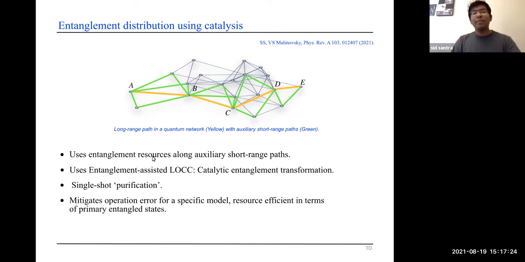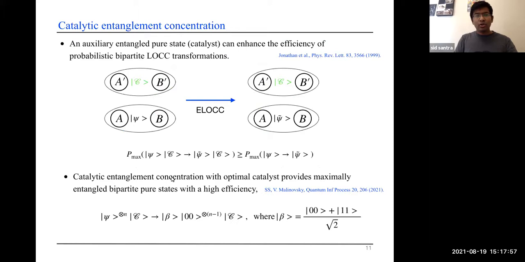And so this mitigates the operation error for a specific model, and it's resource efficient in terms of primary entangled states, because all you need are at the very minimum 2 copies of the primary entangled state and a single copy of the catalyst state in order to effect that single shot purification. The end goal here, this is not an iterative process, it's a single shot process which succeeds with some probability. And if it does succeed, then the final state turns out to be a pure Bell state.